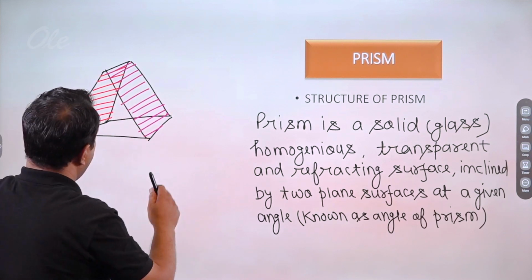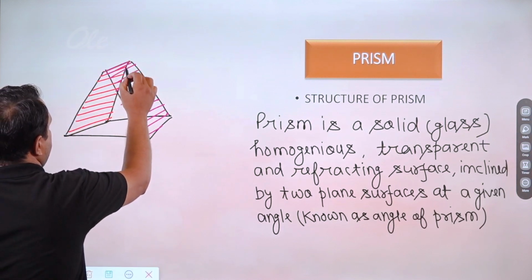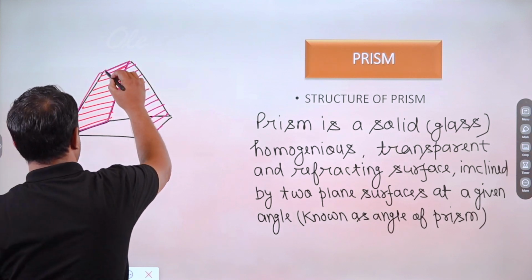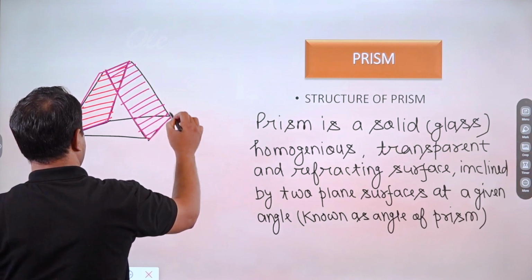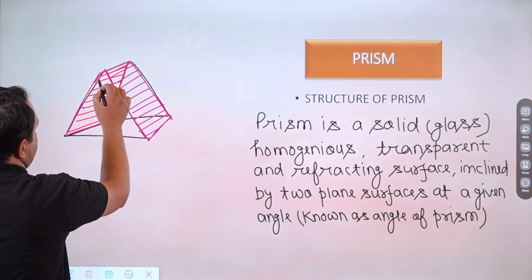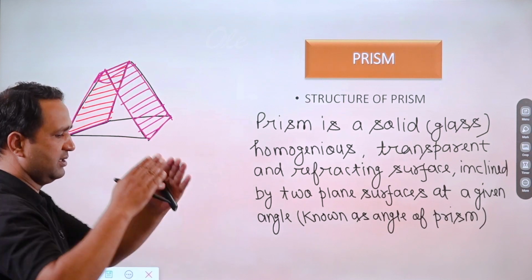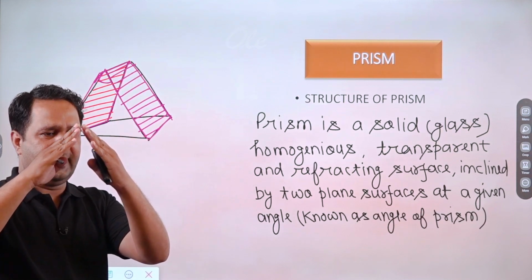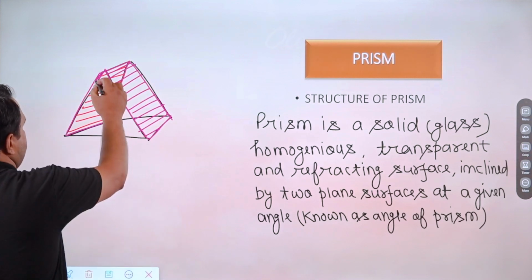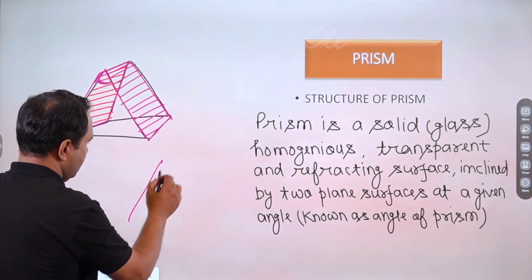And what is the angle of these two inclined surfaces? One surface is this one, and another surface is this one. These are the two inclined surfaces, and the angle between them, the prism angle, is this angle. This is the prism angle. This is the angle of prism. Okay, are you getting it?